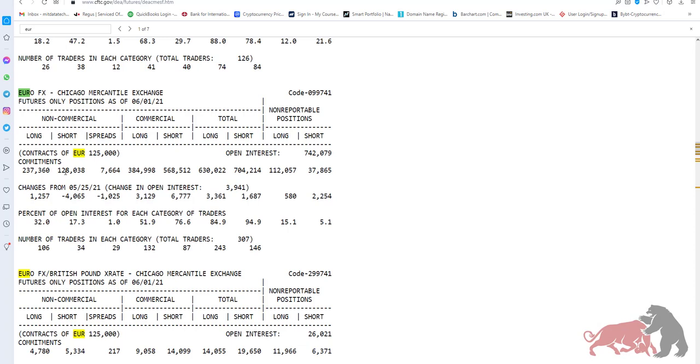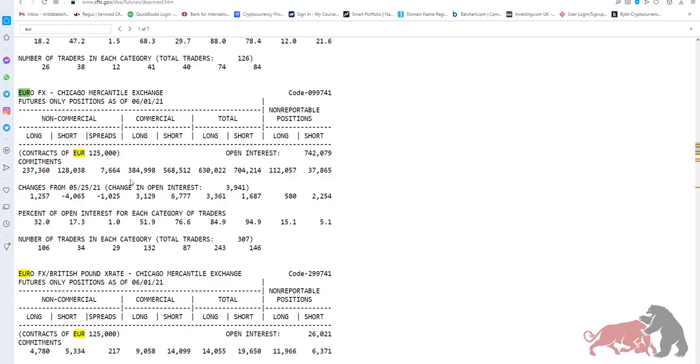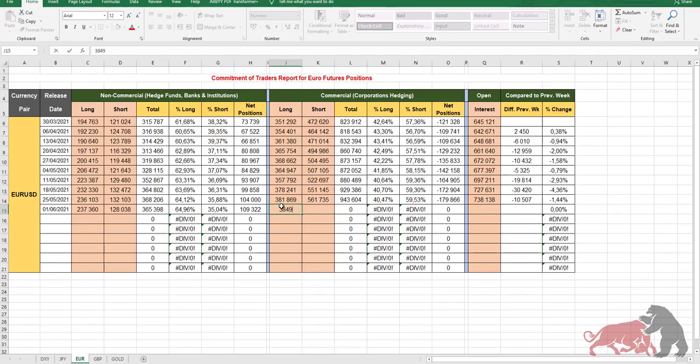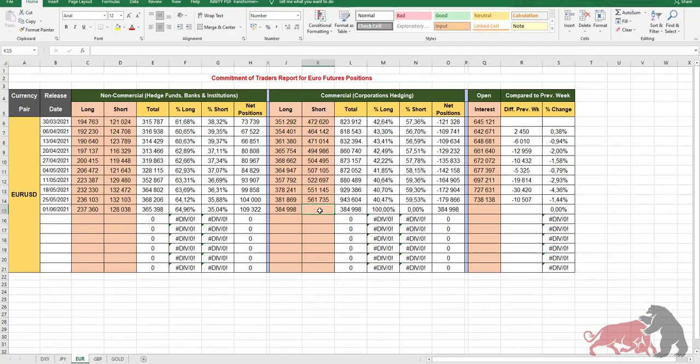Then their short exposure is sitting at 128,038. What have they done there? They've taken profit on their short exposure on euro. Now coming to the commercials, they are holding 384,998 long. They've increased their long exposure. And then short exposure, you're looking at 568,512.